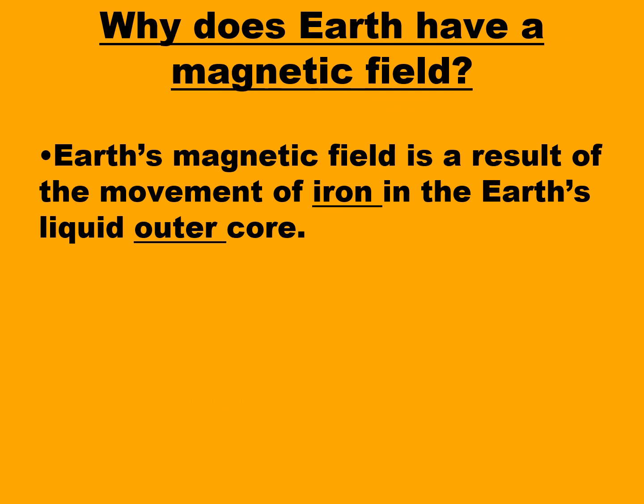So why does the Earth have a magnetic field? Well, it all boils down to that outer core. It's a result of the iron in that outer core that's liquid, that's always moving around. Remember, iron has the magnetic property, so that is really controlling that magnetic ring around the Earth.